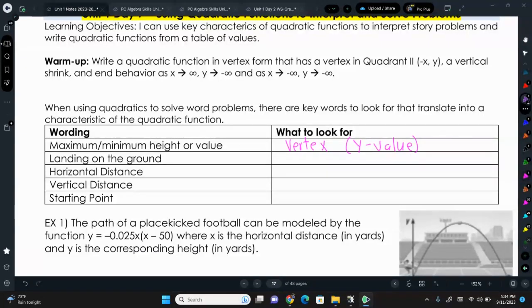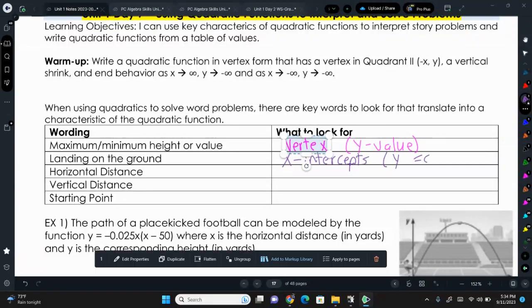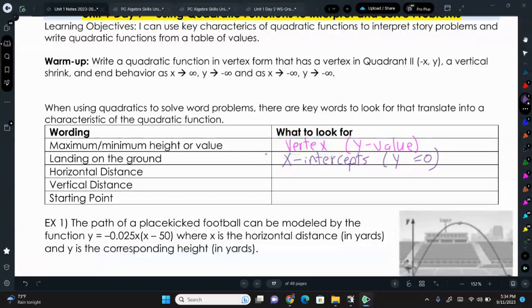Then landing on the ground, what we're looking for is the x-intercepts. In other words, y is equal to 0. And we're going to get into that part, y equals 0, later on. But if we are given a function in intercept form, we can find when this object lands on the ground by getting those x-intercepts.